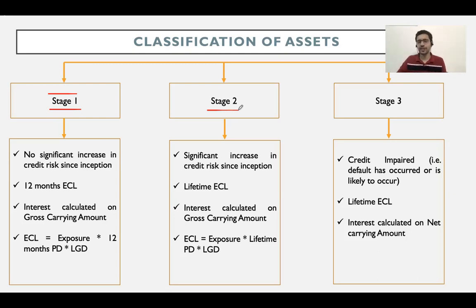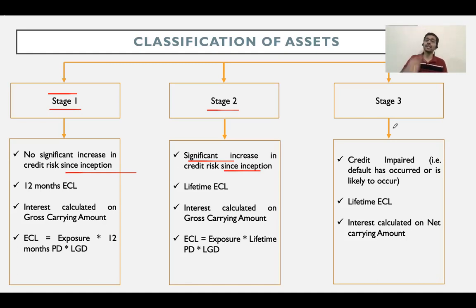Stage 3 is a different category. I will deal with it later. So I've discussed stage 1 and stage 2. Credit risk, remember, is the risk that the counterparty may actually default. So if there is no significant increase in credit risk since its inception, it will fall under stage 1. If there is a significant increase in credit risk since its inception, it is going to fall under stage 2. Stage 3, we'll discuss as we move further.